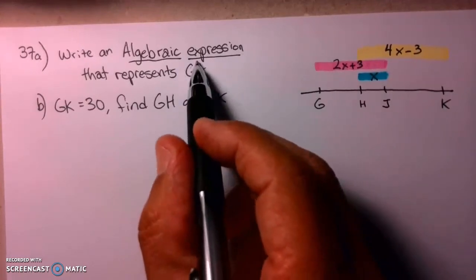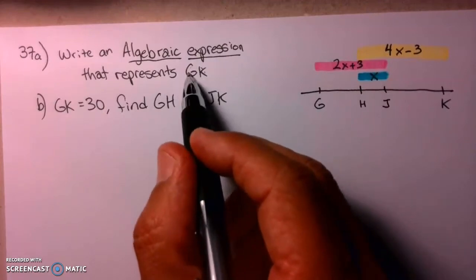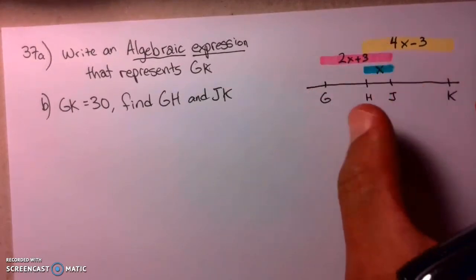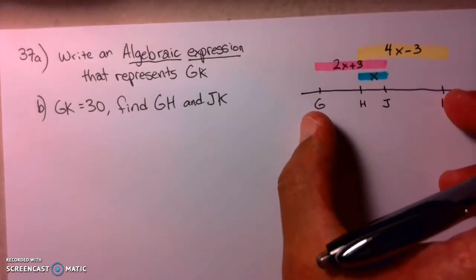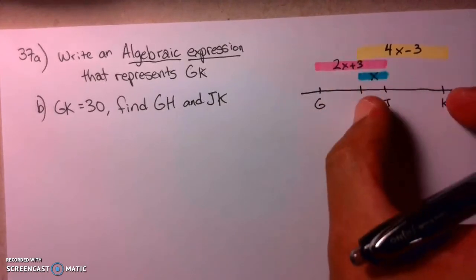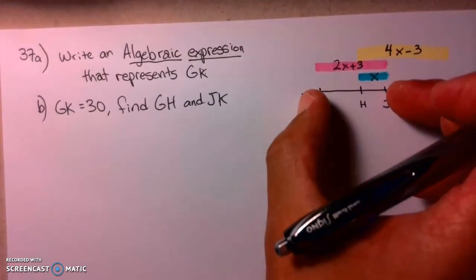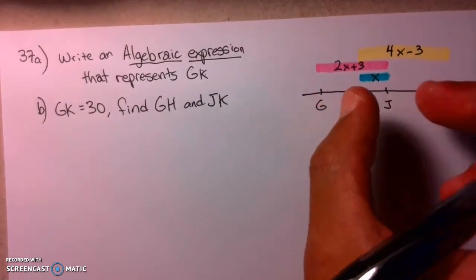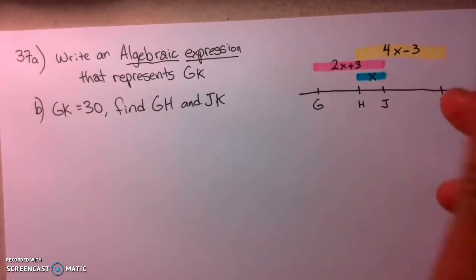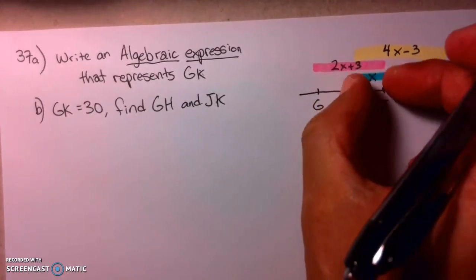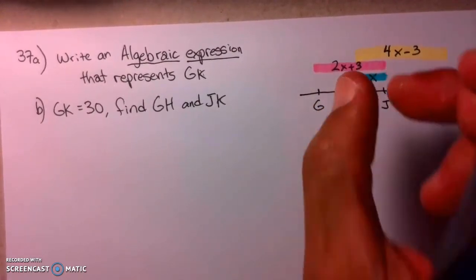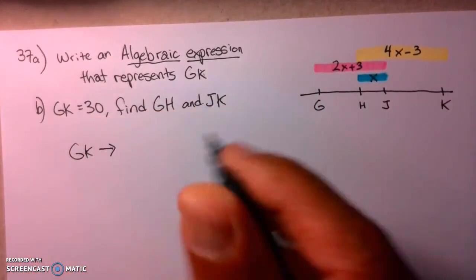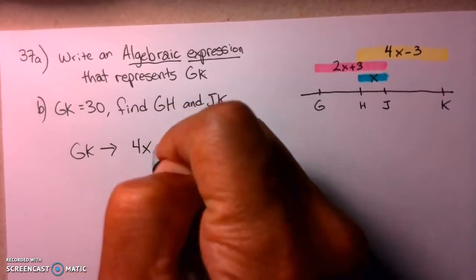So we need an algebraic expression that represents G to K. You can see these other algebraic expressions that represent different parts here. To go to G to K, you're basically going to take this yellow portion plus this pink portion. That will get you a little bit more than GK, because the yellow and the pink overlap here, this blue section, so we're going to minus out this HJ, this blue section.